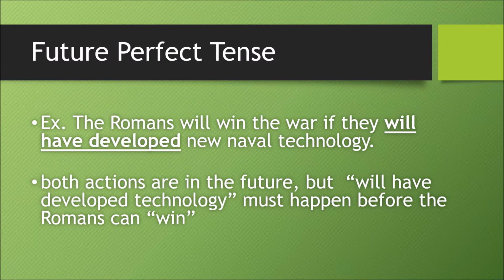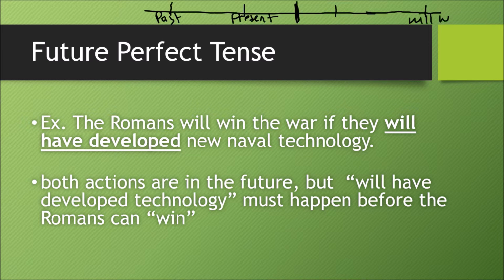So for example, the Romans will win the war if they will have developed new naval technology. Now, our future tense action is that the Romans will win the war, but before they can win the war, first they have to develop new technology. If they don't develop this new technology first, the future tense of winning the war can never happen. So the future perfect is a verb tense in future time. It just is going to happen before some other verb in the future tense in that same sentence.